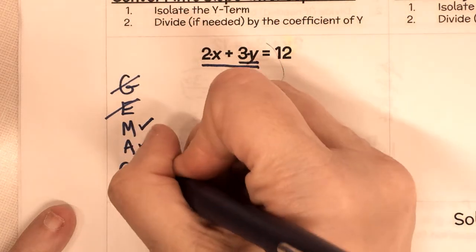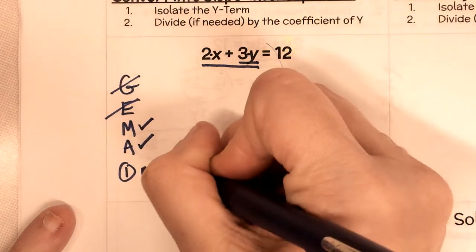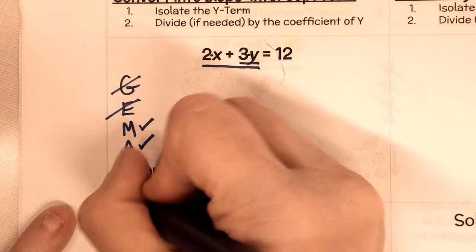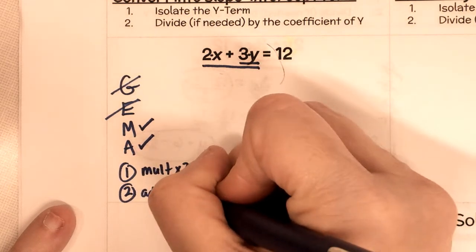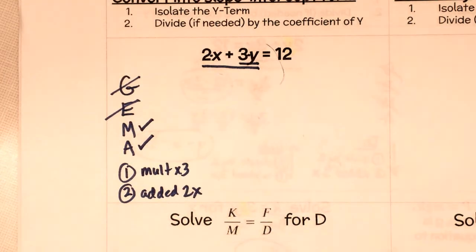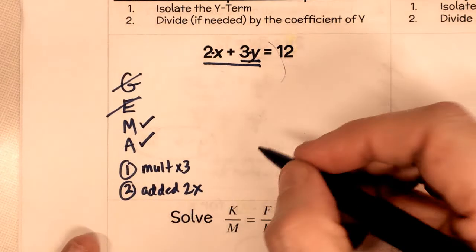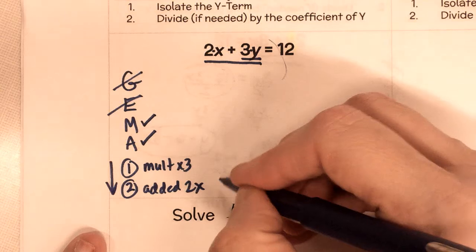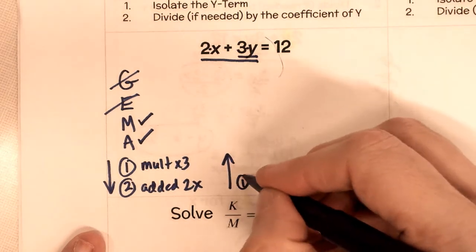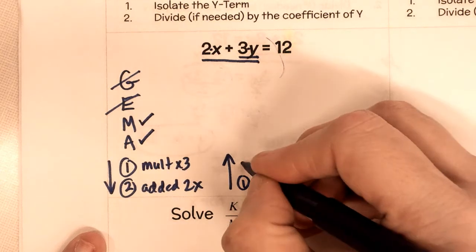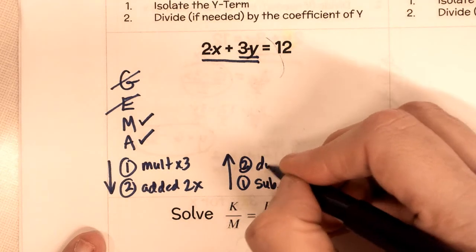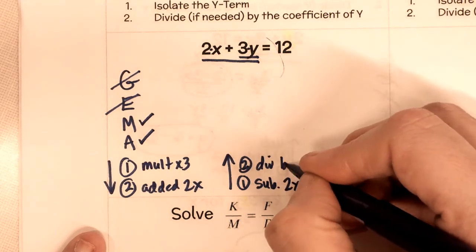So I multiplied by 3, and then I added 2x. Is that what y'all got for your first step? Okay, great. So now, to undo that, I got to go in the opposite direction. So I need to subtract 2x and divide by 3.